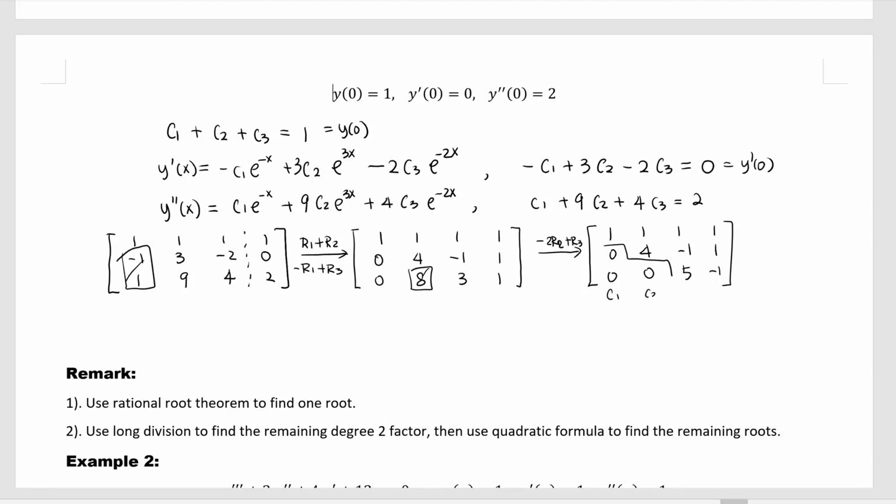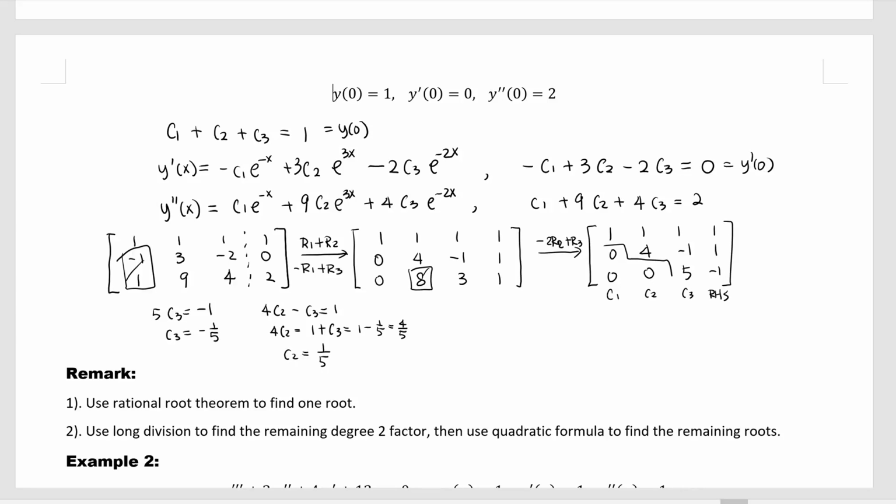This is C1, C2, C3, right-hand side. Okay, the last row tells us that 5 C3 is minus 1. So C3 is minus 1/5. The second row: 4 C2 minus C3 is 1. So 4 C2 is 1 plus C3, which is 1 minus 1/5, 4/5. So C2, dividing by 4 on both sides, is 1/5.